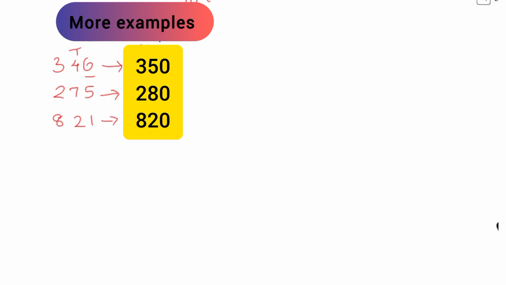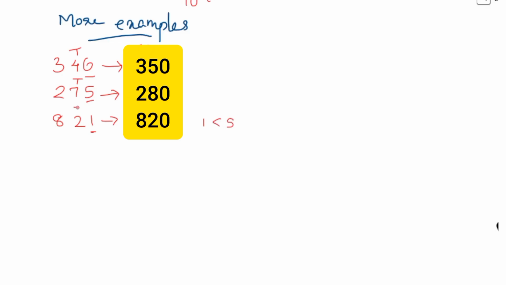Is it? Next number is 275. In 275, the last digit is 5. Here we should take the next tens. That means here the tens is 7. So the next tens is 8 tens, 80. So 275 can be rounded to 280. Next number 821. The last digit is 1, which is less than 5. So take the same tens. Here the tens is 2 tens, that is 20. So 821 can be rounded to 820.